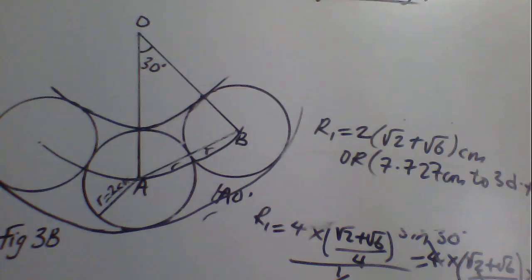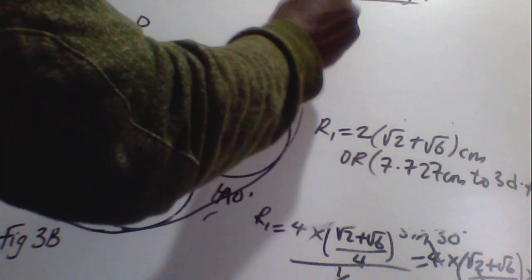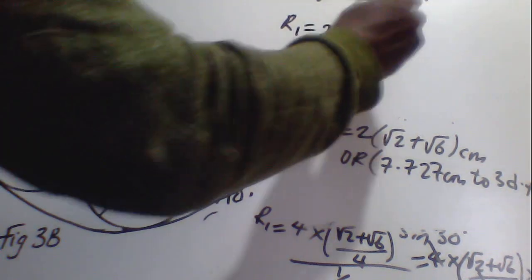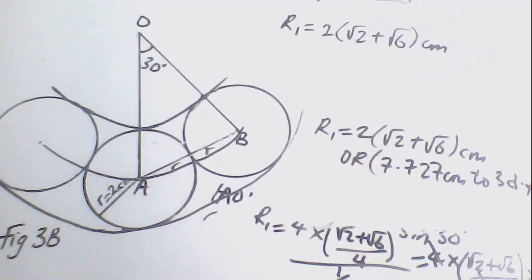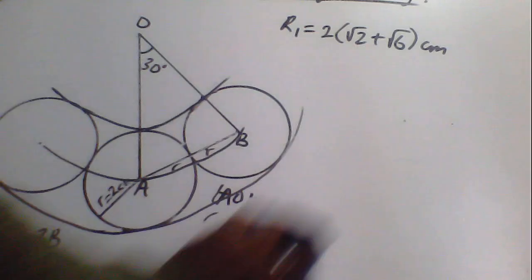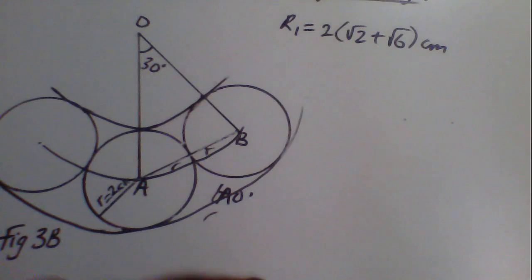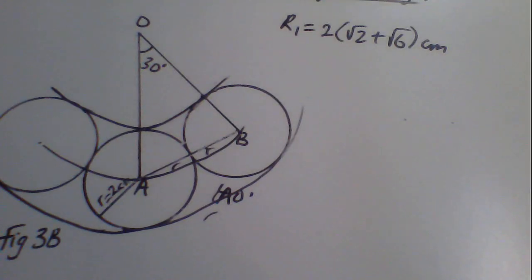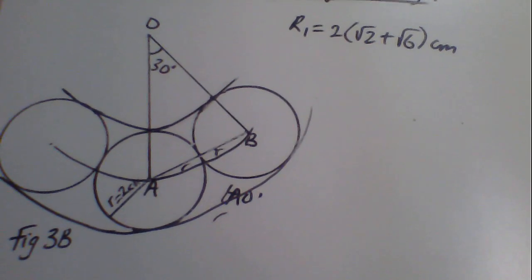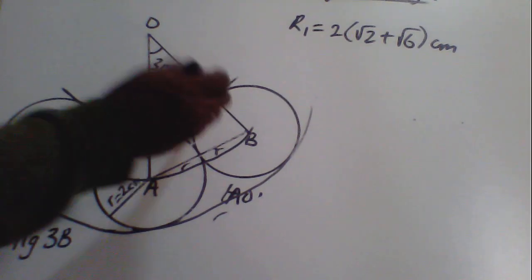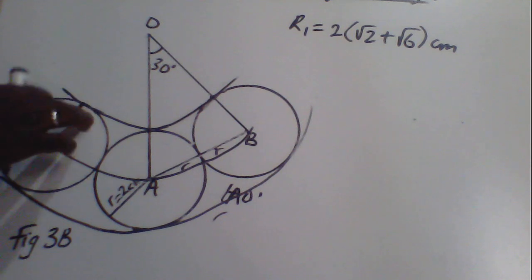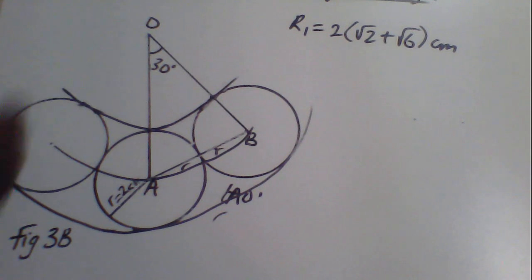So let's go with that. R1 is equal to 2(√2 + √6) cm. So how do we find the next radius, the internal one, since we have gotten the central radius, which is the basis of all the radii we need? Notice, because it touches here at only one point, it also touches here at only one point, and here at only one point when you draw it.